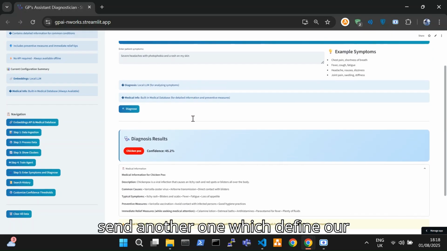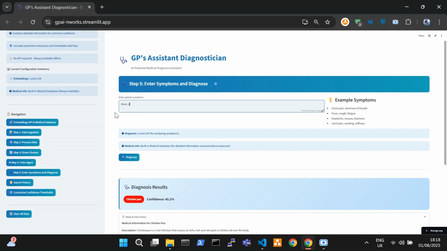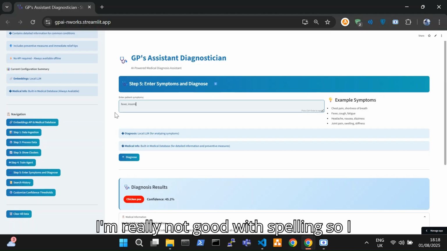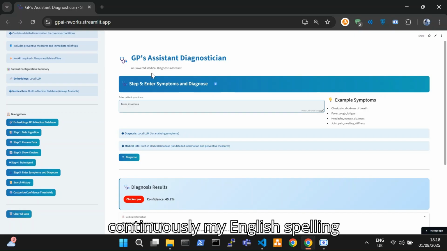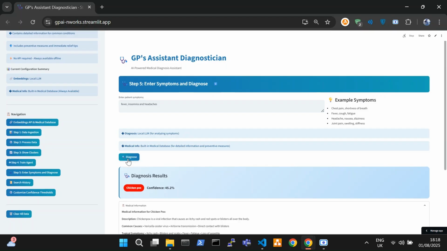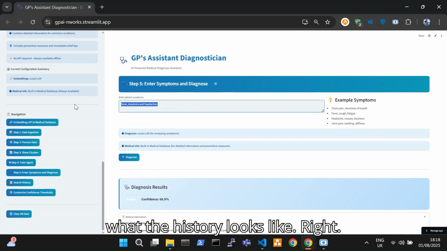Let's send another one which defines our symptoms quite clearly. So fever, insomnia, I'm really not good with spelling ones. I mean, if I'm coding and all of that stuff continuously, my English spelling goes away. And headaches, I'm going to hit diagnose. So, dengue fever, right? I'm going to give another one so I can show you what the history looks like.